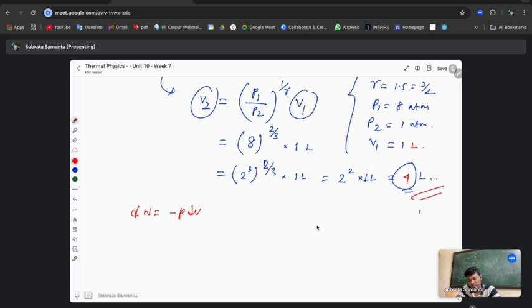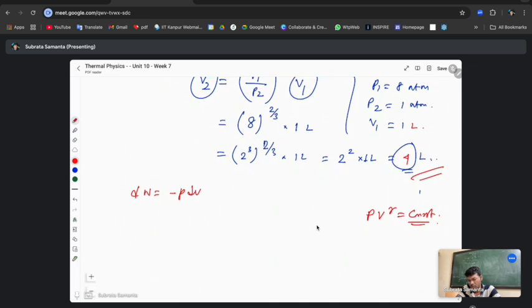But we follow the process, PV to the power gamma equals constant, right? So once you integrate this, P is basically 1 over V to the power gamma, so this is basically P1 V1 minus P2 V2, going from pressure P1 and volume V1 to pressure P2 and volume V2, divided by gamma minus 1. So that is the work done for it. This is basically delta W, the change.